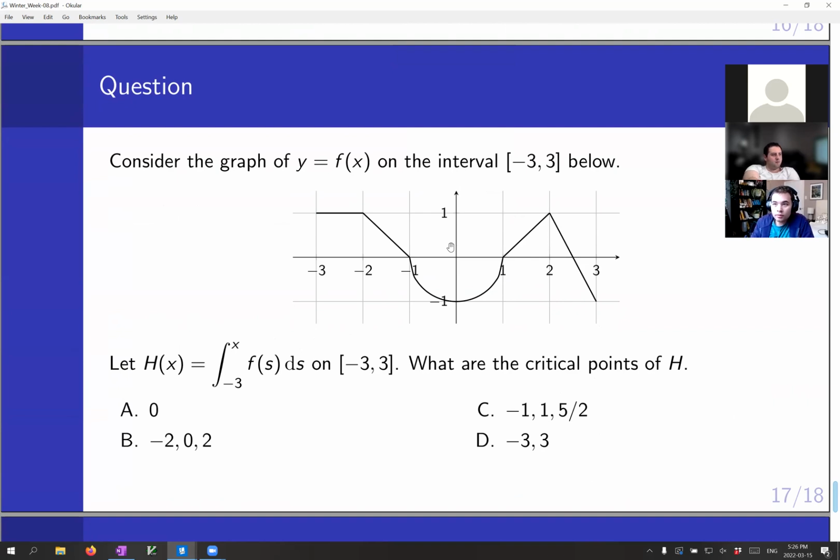All right, having trouble clicking the button. Okay, so now I'm asking where are the critical points, right? So think about it, exactly what we just said. Where are the critical points?